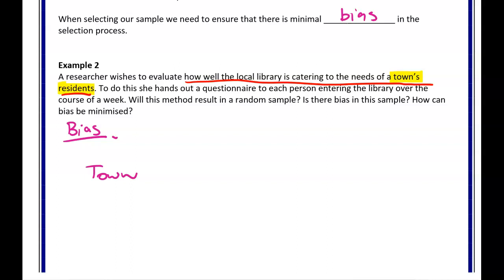We could do every second house. That still might be too many. We could have every so many. So we could work out how many people in the town and work out then how many every so many we would need. That could be an option. So that's an example of systematic sampling. What else could we do?